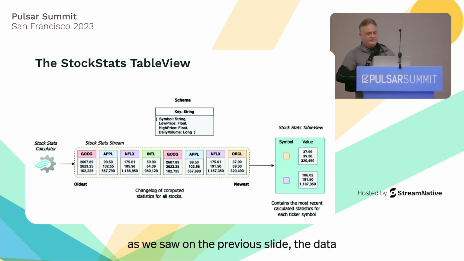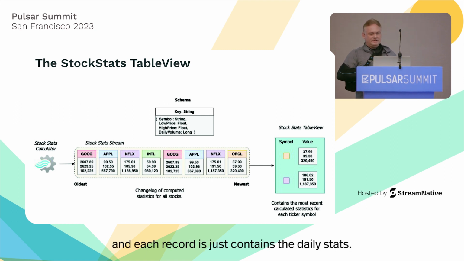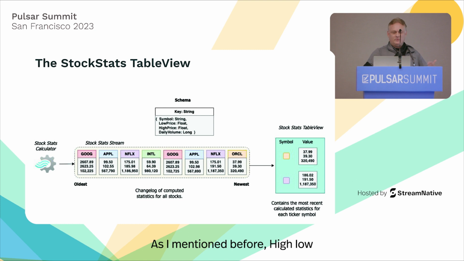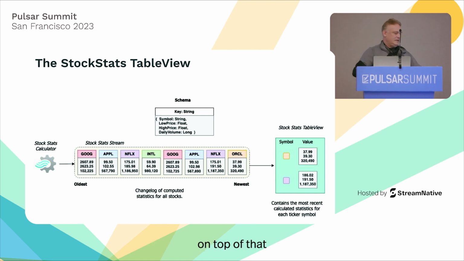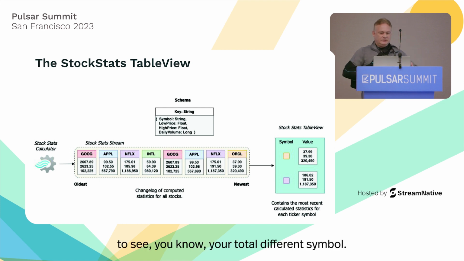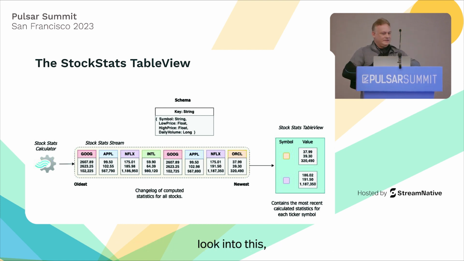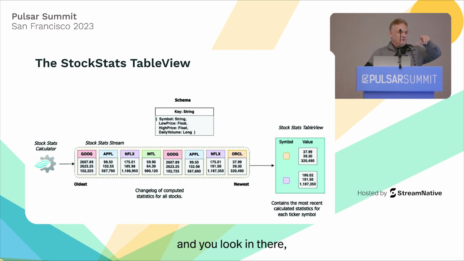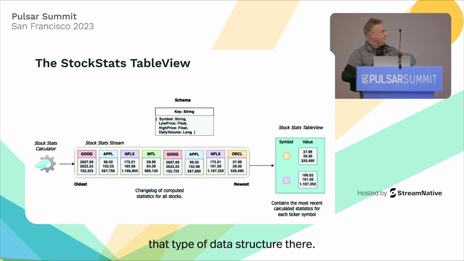So I'm doing this stuff, as we saw on the previous slide. The data from the stock trade topic is then used to feed a topic called the stats topic. And each record just contains the daily stats, as I mentioned before, high, low, along with the daily trading volume. And then you can apply a table view on top of that to see your total different symbols. Like if you go to Yahoo Finance and look up a quote for Google, you can see the min, max, and the daily volume and all these things. And that would feed that type of data structure there.